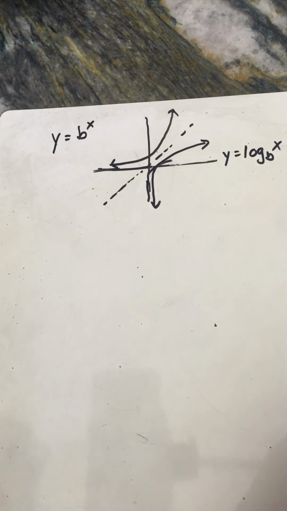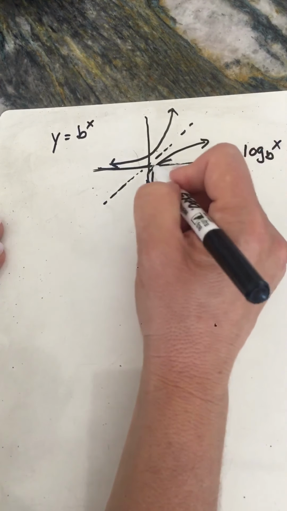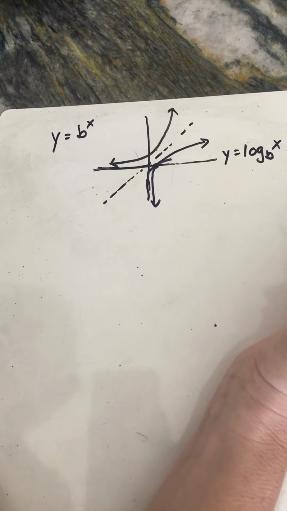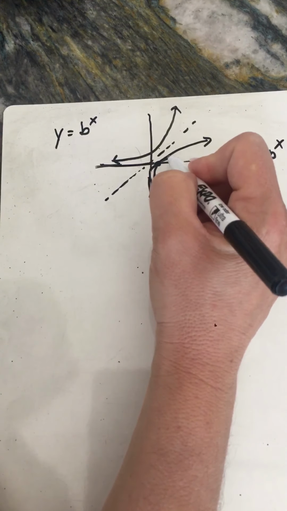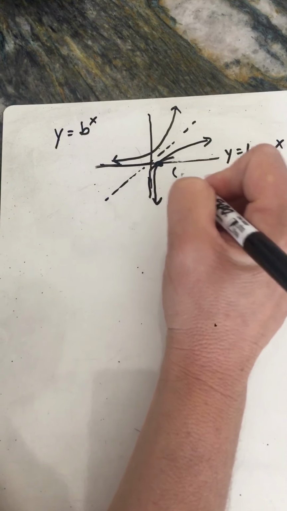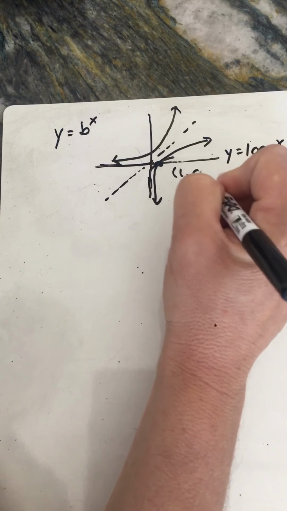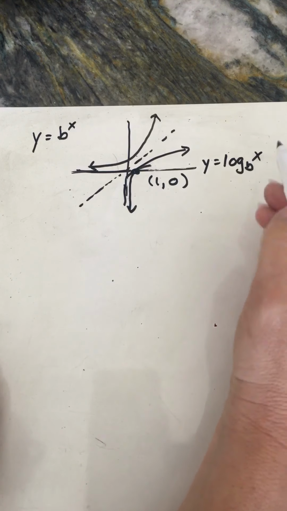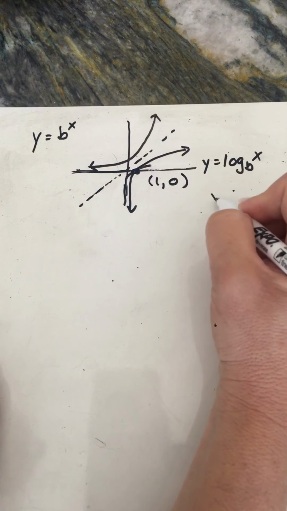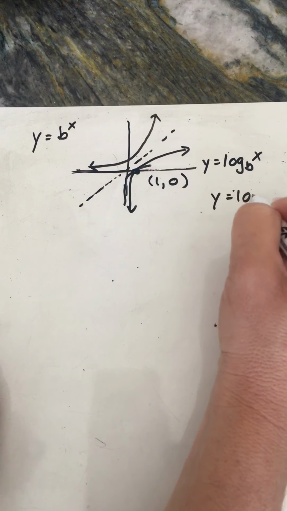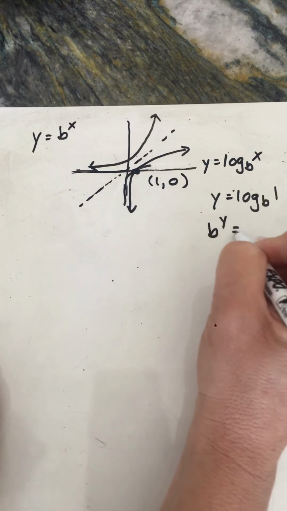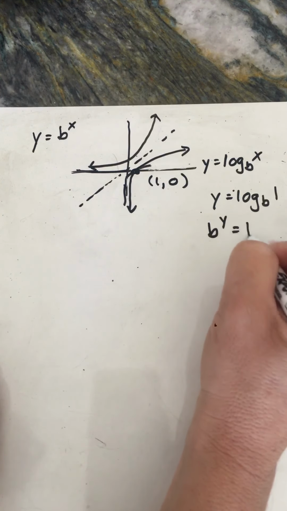Okay, so where do we touch? Like, where does it hit things? So if we take a look, we know that this point right here is going to be 1, 0. Let's think about that. If x is 1, that's y equals log base b of 1. Or b to the what power equals 1, 0. So that's why it's going to always go through 1, 0.